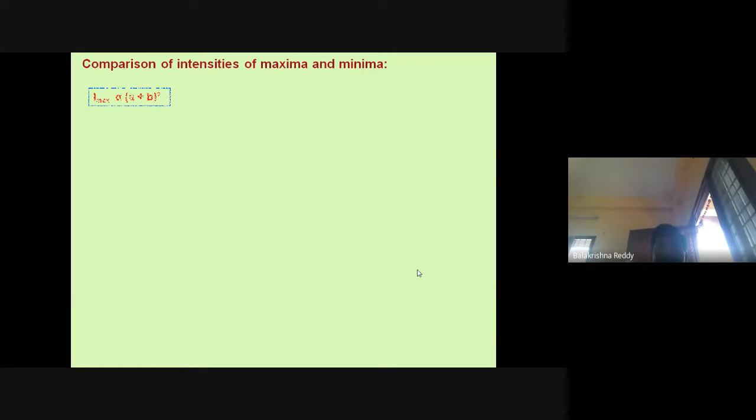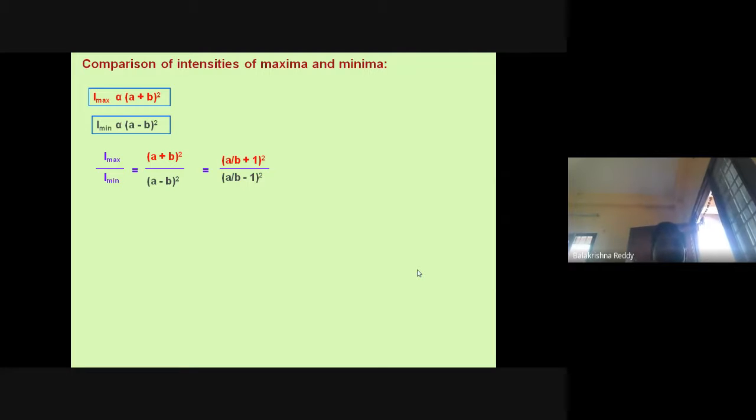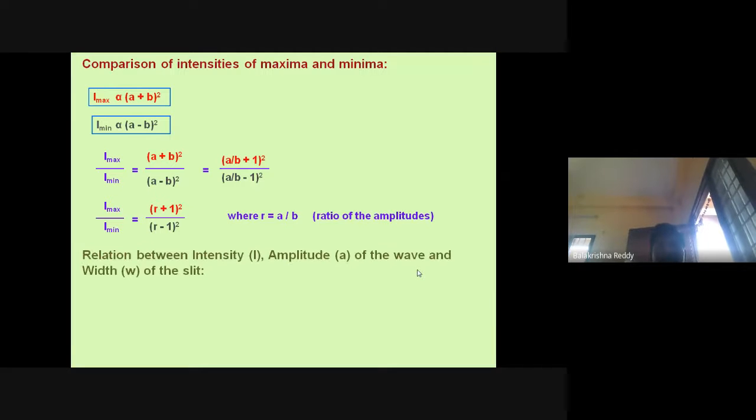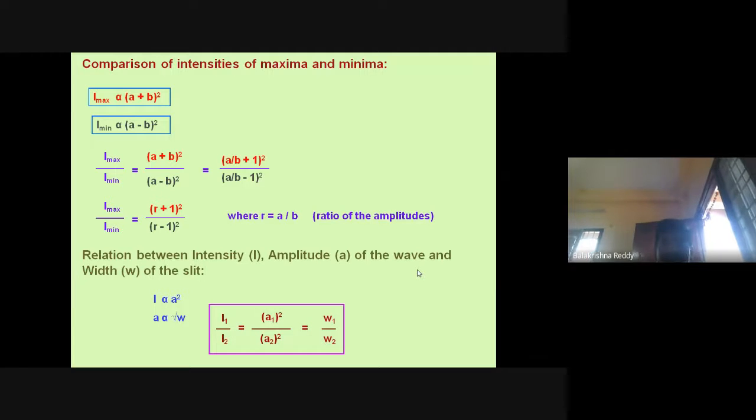We can also compare the maximum and minimum intensity of interfering lights with respect to amplitudes. It also depends on the slit width. The larger the slit width, the more intense the light is on the screen, which you can find from this formula: I1 by I2 equal to W1 by W2. Right?